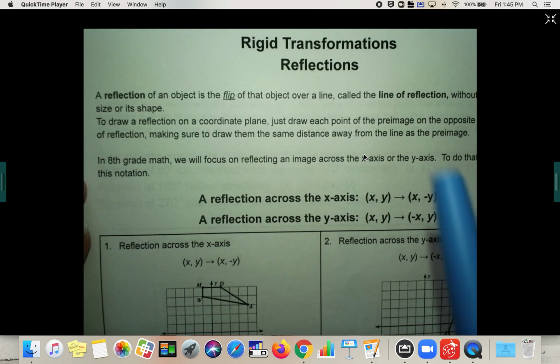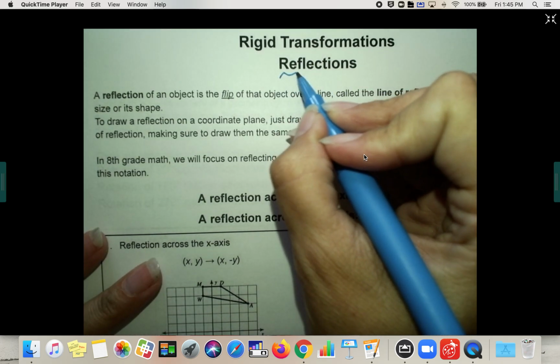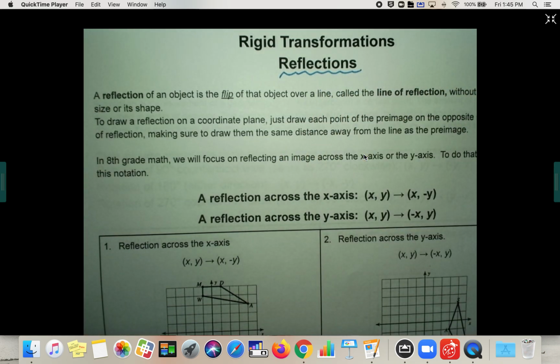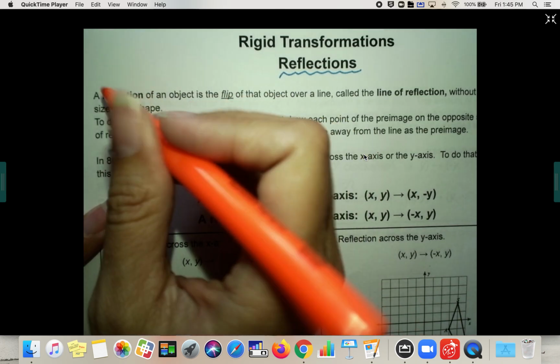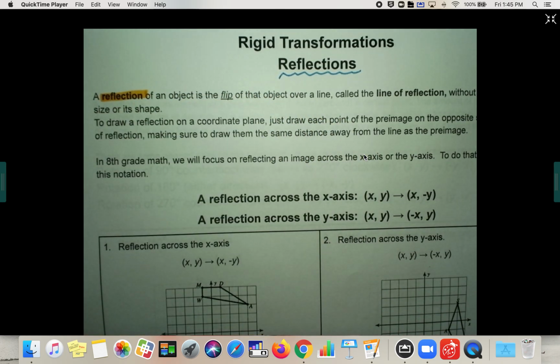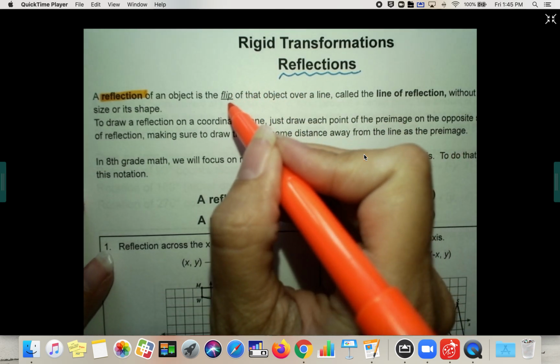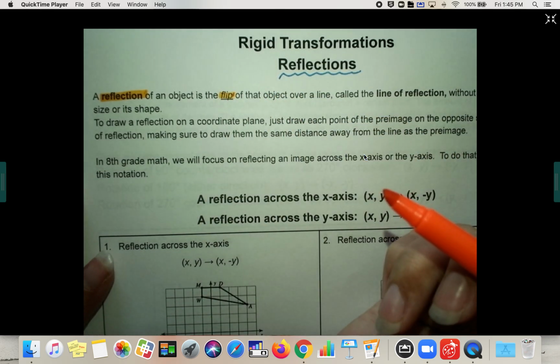Is over rigid transformations, this time reflections. So we did translations already, now we're moving on to a reflection. So a reflection is an object that is the flip of something. So it has flipped over a line.